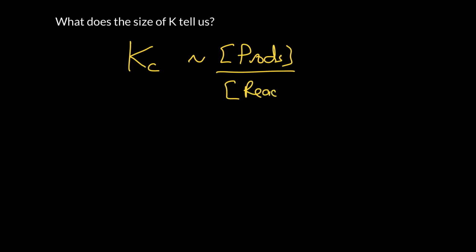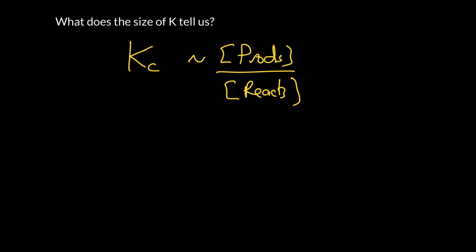Hey, welcome back. So let's look at what the size of the equilibrium constant is telling us. Very roughly speaking, the equilibrium constant has got something to do with the concentration of products over the concentration of reactants. My little squiggly line here is essentially just saying it's not equal to, but it's related to. And again, I'm missing the stoichiometric coefficients, but hopefully you can see that it's sort of roughly products over reactants.